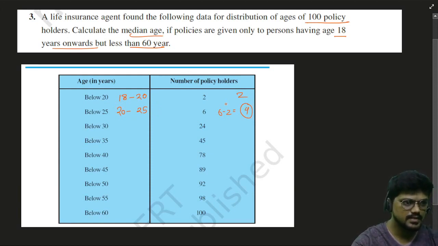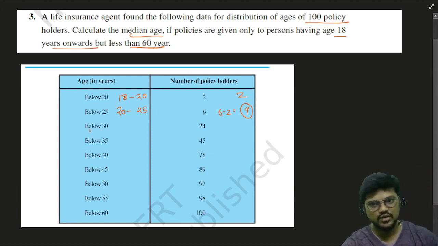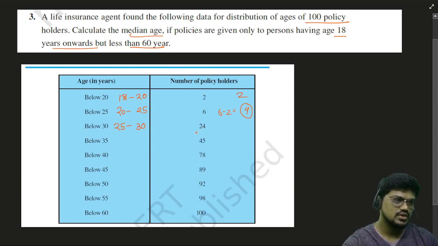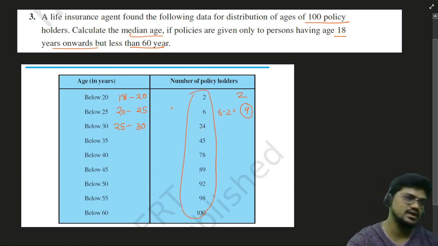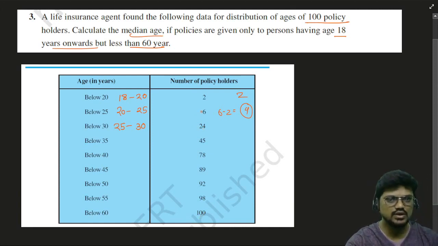The next, from below 30, that means from 25 to 30. And over here you will subtract 24 minus 6. This reading is actually the cumulative reading. Got it? So you will subtract it like this. 24 minus 6 is how much? 18. So over here this is 18. Similarly, you'll do for all of them.